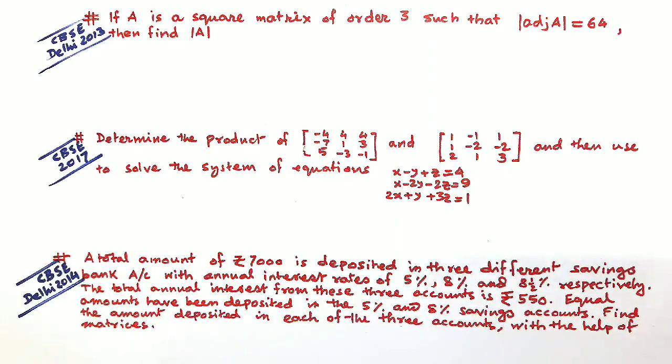Friends, three more important questions on adjoint and inverse of matrices are taken in consideration. The first one is of 2 marks and the second two are of 6 marks each. Watch and write the answers in your copy.